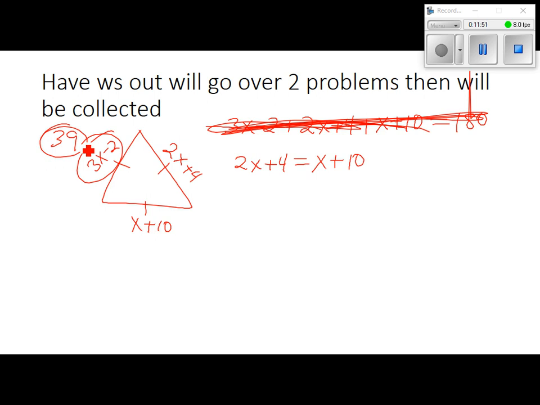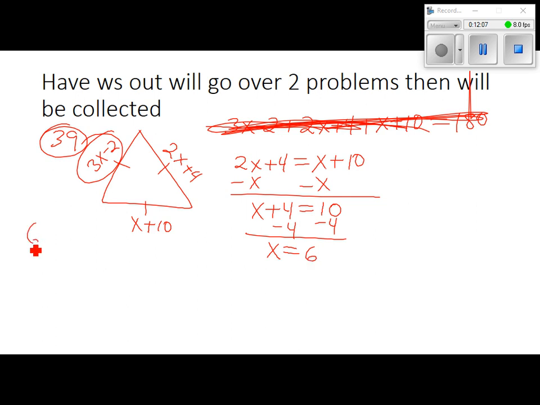How do I solve this? Minus x and minus 4. X equals 6. Is that what they asked us to find? Yes, and they ask us to find a measure of the side. Oh, they want the sides also? So what do we do with that 6? Plug it in. So I'm going to plug it in right here because that's the easiest spot. What's 6 plus 10? 16.